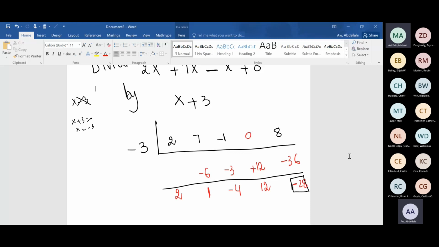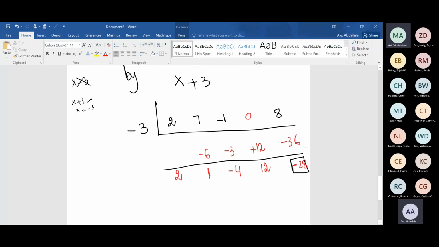So in synthetic division, you multiply, add, multiply, add, multiply, add. So what is the quotient then? What do we do? The 12 is by itself. This is the remainder right here. This is x squared, this is x cubed, right? So the quotient is 2x cubed plus x squared minus 4x plus 12. Okay?